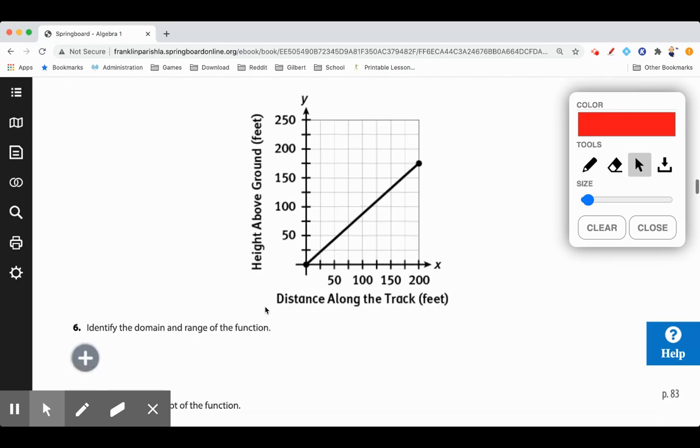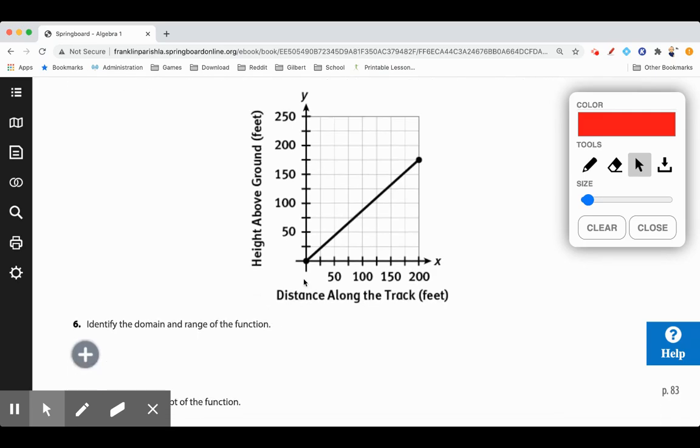Okay, so let's identify the domain and range of this function. It goes from 0 to 200. That's the domain, the x coordinate, 0 to 200. And the range would be from 0 to, let's say, 175.